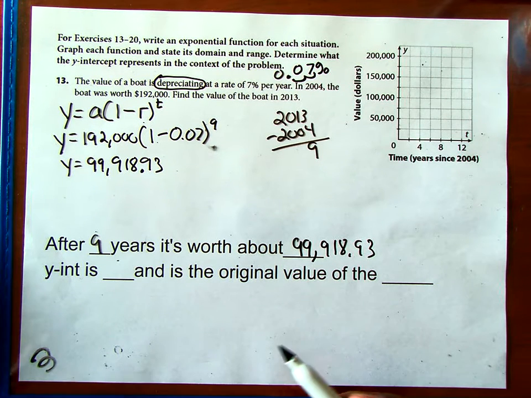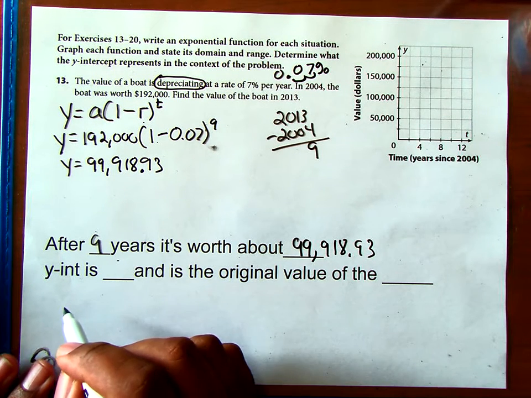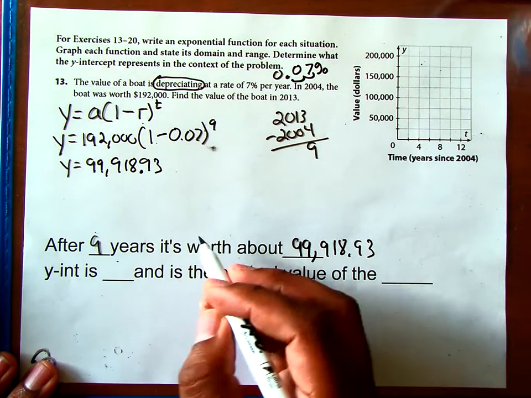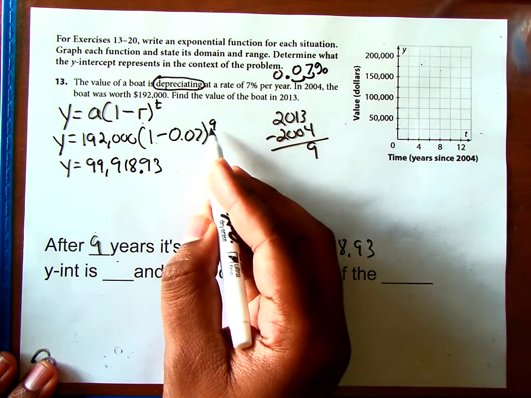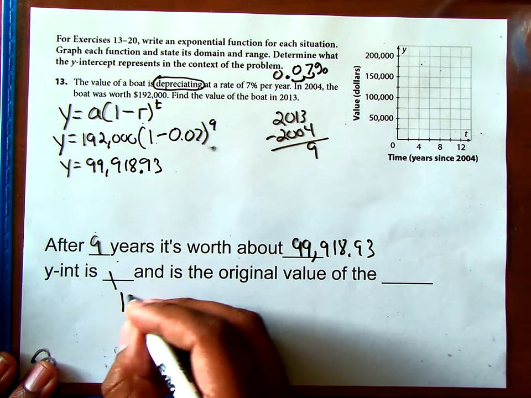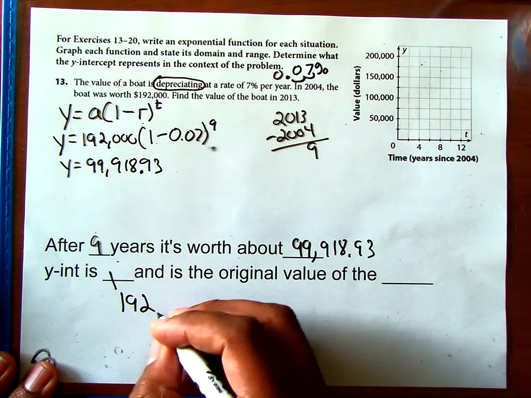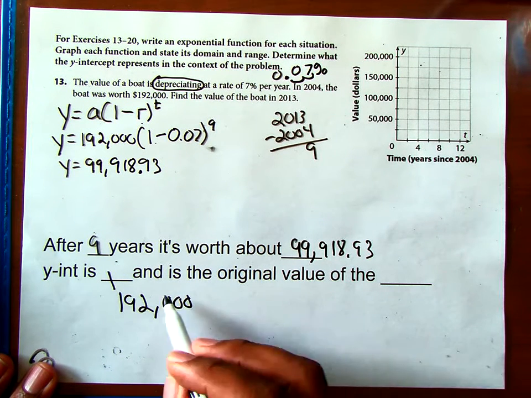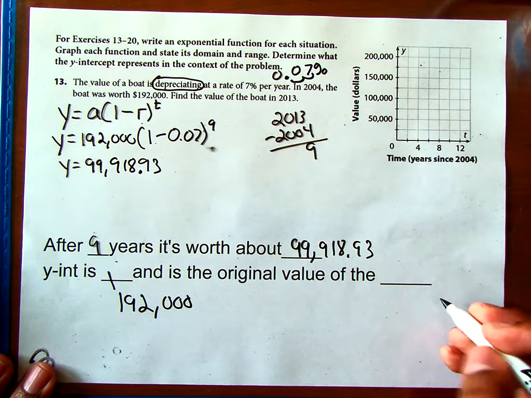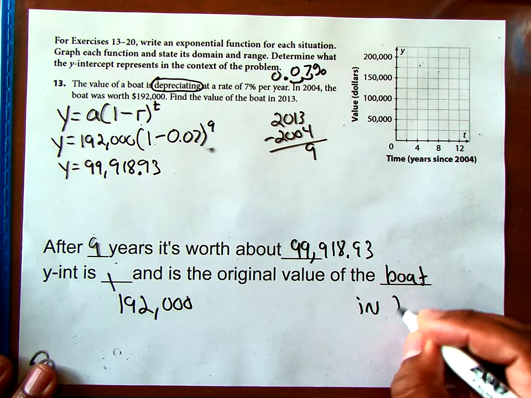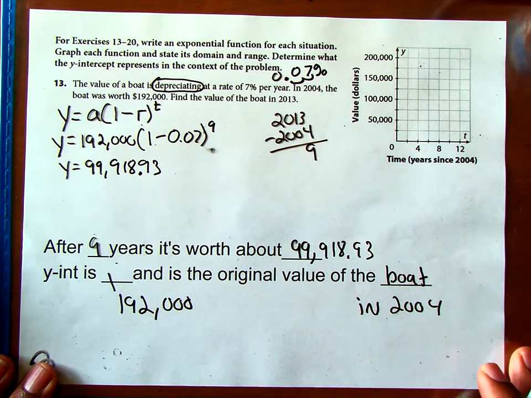So what's the y-intercept? The y-intercept is going to be when your x is 0, what is your y? So when my x is 0, if I plug in 0 for x, then this becomes 1, and what's left over is this 192,000. And what does it represent? Well, it's the original value of the boat in 2004. Okay, so that's what the y-intercept represents.